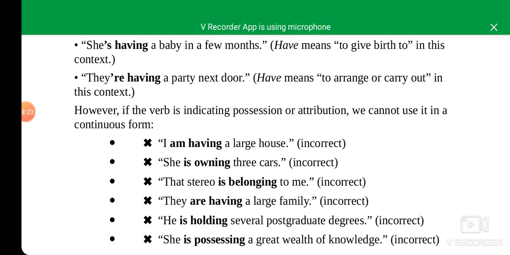He is holding several postgraduate degrees, means he has got or secured several postgraduate degrees. So in that sense, he possesses several postgraduate degrees. So it shows the possession. So holding is incorrect. She is possessing a great wealth of knowledge.